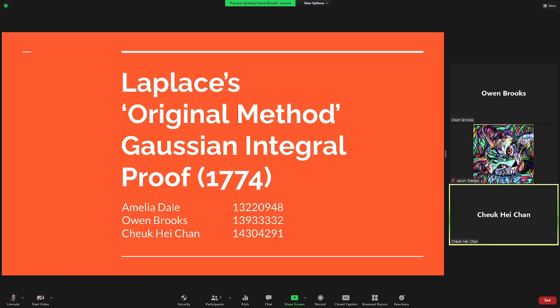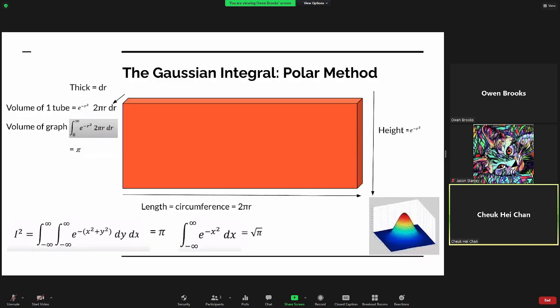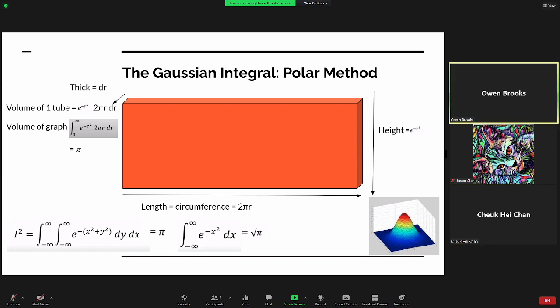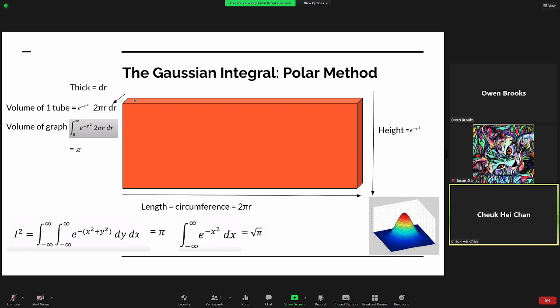All right. So good morning. We are going to present to you the original method of the Gaussian integral. The most common proof for the Gaussian integral is the polar coordinates method, as it is the fastest and easiest to follow. You first square the whole integral, and you plot out the graph of e to the power of negative x squared plus y squared, which will be 3D. Your goal is to find the volume under the graph.